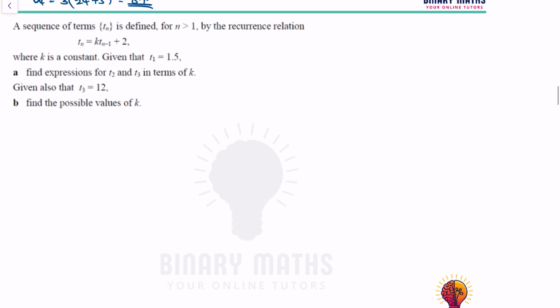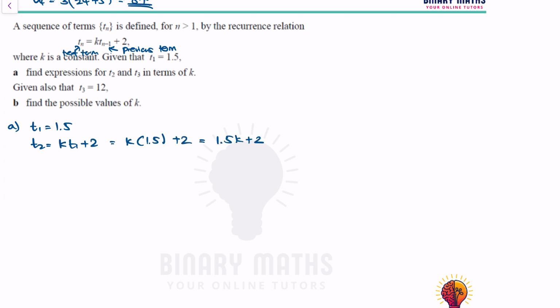A sequence of terms Tn is defined for n greater than 1 by the recurrence relation T sub n, which is the next term, is equal to k times T sub n minus 1, which is the previous term, plus 2, where k is a constant. Given that T1 is equal to 1.5, find an expression for T2 and T3 in terms of k. So T2 will be equal to k times T1 plus 2, which is equal to k times 1.5 plus 2, which is equal to 1.5k plus 2.